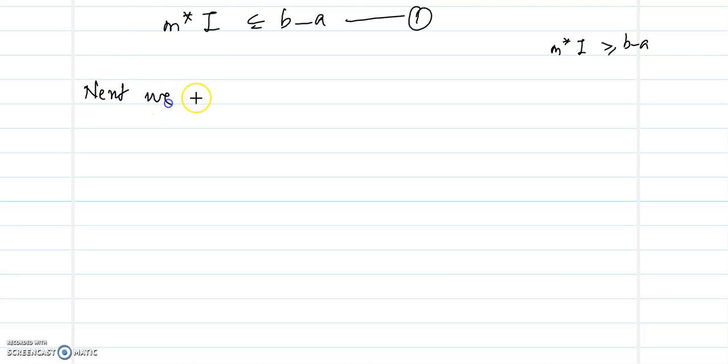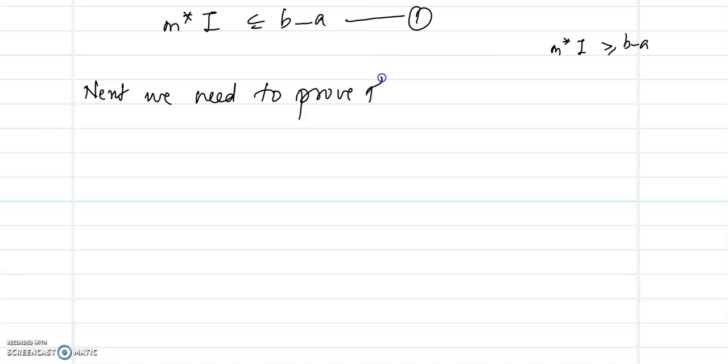So we will be getting m star of I less than or equal to b minus a. Call this equation 1. So we need to show that m star of I is equal to b minus a. We need to now show that m star of I is greater than or equal to b minus a. Then we can conclude that m star of I will be equal to b minus a. So next we need to prove that.